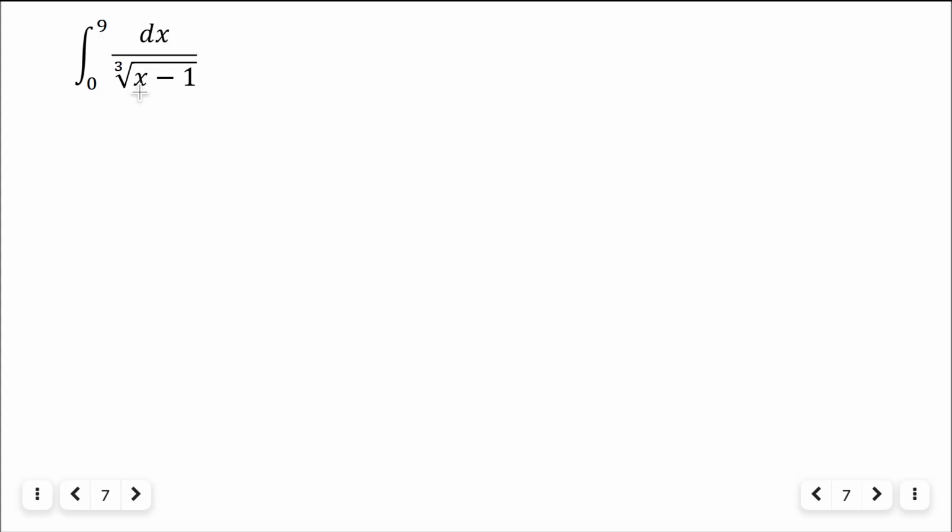I can't substitute 1 into this because 1 makes this function undefined, right? It would give me 0 in the denominator. Now, 1 is not a bound. 1 is literally in the middle of the bounds. So I have 0, I have 9, and here's 1. So I'm going to have to split this thing into two separate integrals. So I'm going to have to integrate this thing from 0 to 1.